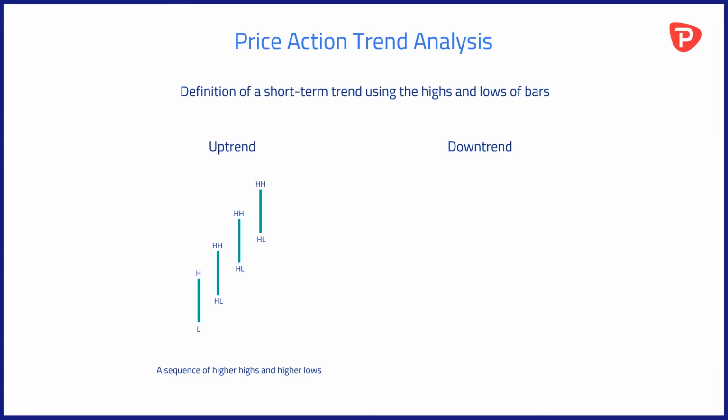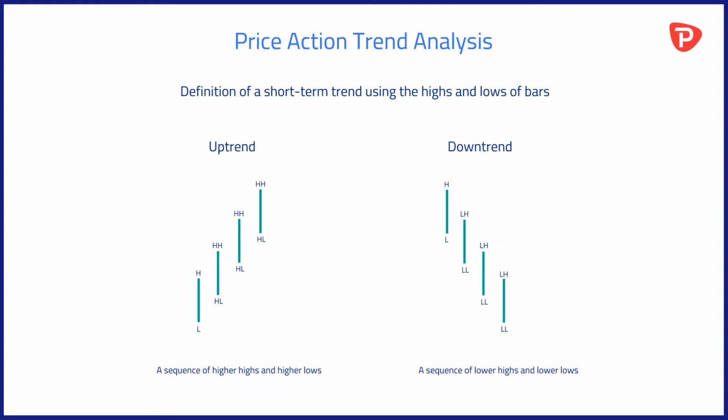Similarly, the definition of a short-term downtrend is a sequence of bars that have lower highs and lower lows than the previous bar. To remove any uncertainty as to whether you are seeing a short-term uptrend or a short-term downtrend in action, you can apply the following rules.